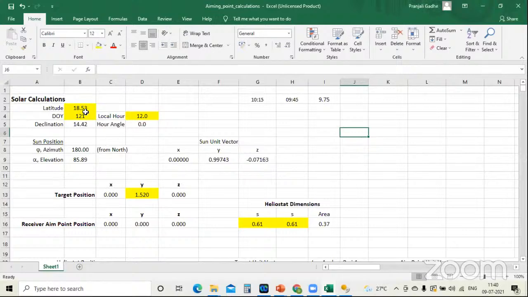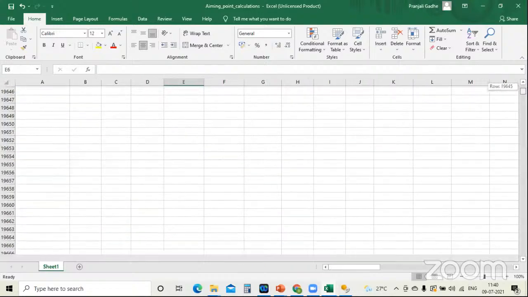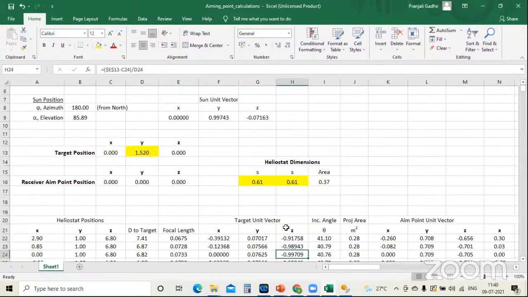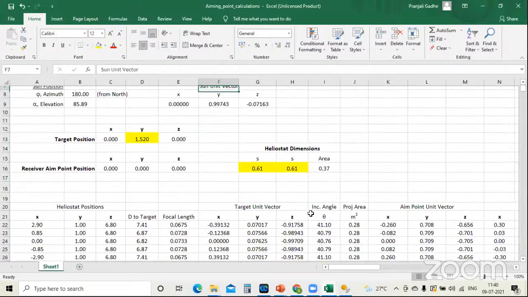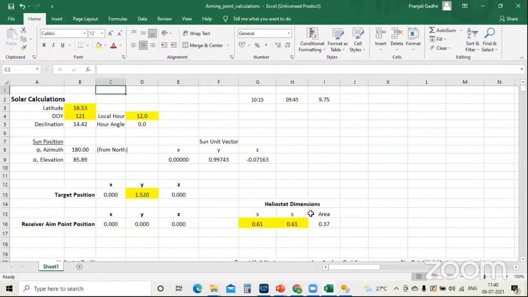You can see here, this is the Excel sheet. By using the Excel sheet, you can find out the aim points. There are different calculations using solar geometrical components, depending on our time, latitude and location. Everything we have to put here: what is the latitude, what is the day of the year, and what is the time. Accordingly, it will calculate all the values of the solar geometry.